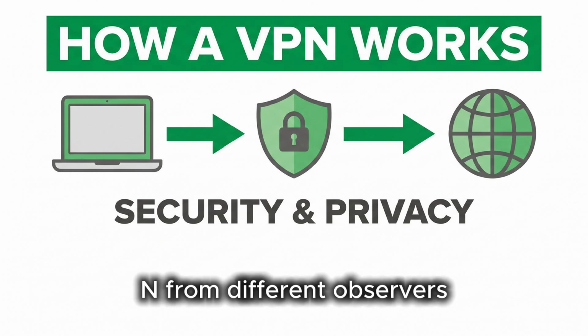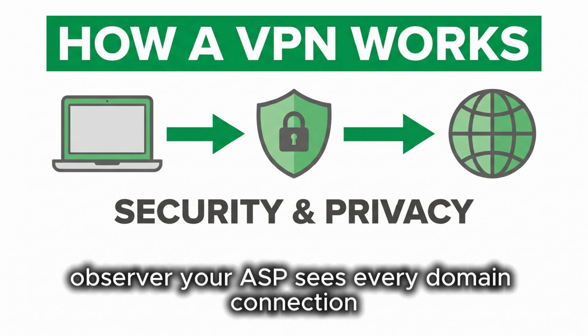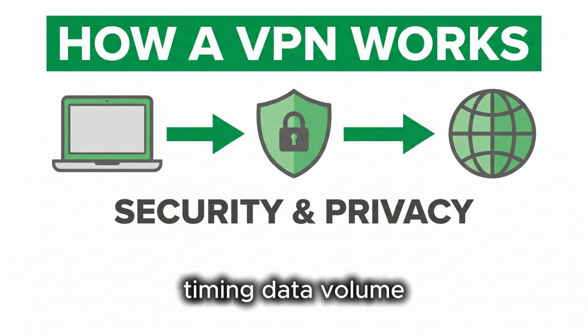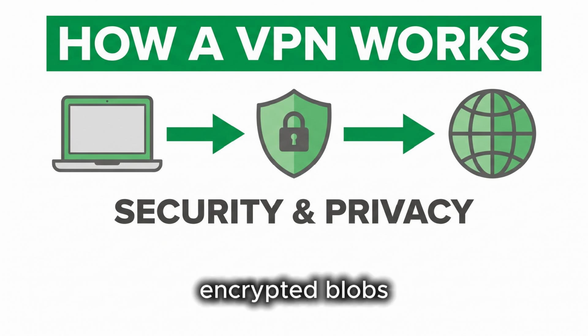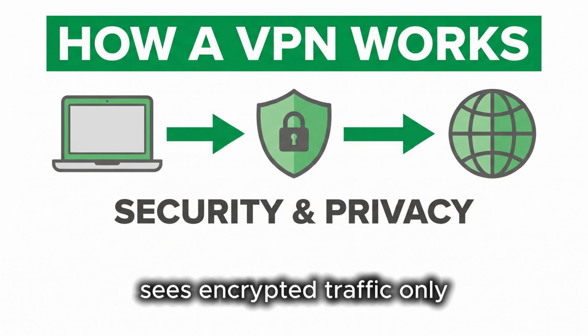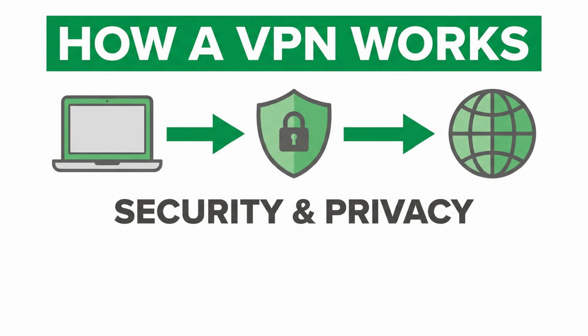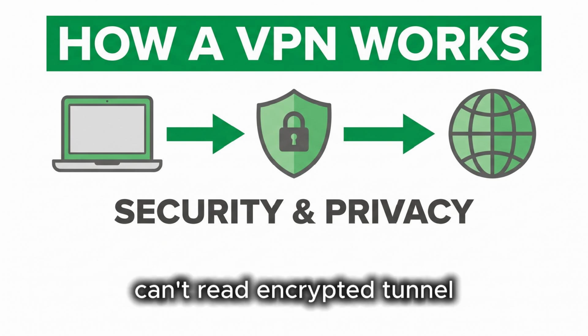What's protected from different observers? Observer, your ISP, without VPN sees every domain, connection timing, data volume. With VPN sees only VPN server IP, encrypted blobs. Wi-Fi admin without VPN can see and intercept unencrypted traffic, with VPN sees encrypted traffic only. Network hackers without VPN can perform MITM, with VPN can't read encrypted tunnel.